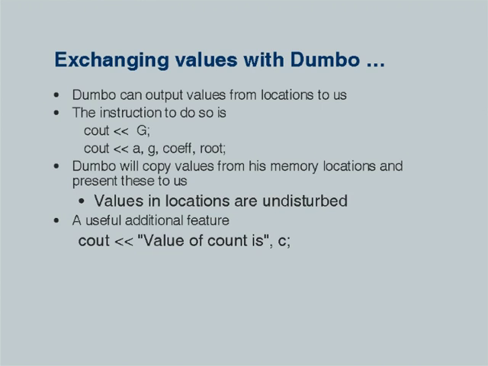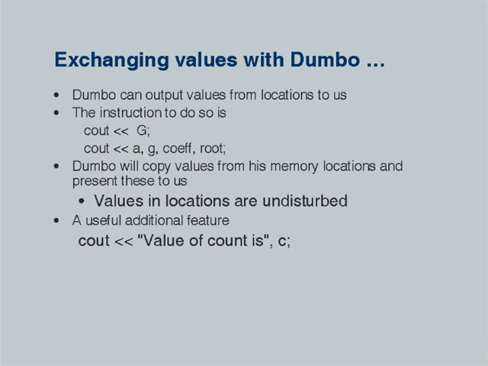Last one. Remember, Dumbo is Dumbo. He cannot think, he does not have common sense. So if you give him an instruction cin >> B 5 times, he will religiously collect 5 values from you and only the 5th value will be there in the location. He is dumb.